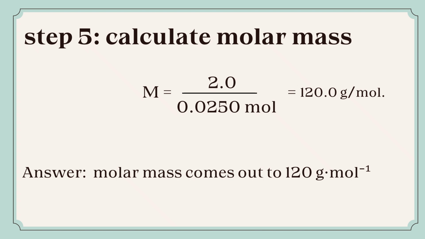The last step is calculate molar mass. So M equals 2.0 over 0.0250 mole, which equals 120.0 grams per mole. We're just going to divide these two, and it equals 120.0 grams per mole. So our molar mass comes out to 120 grams per mole.